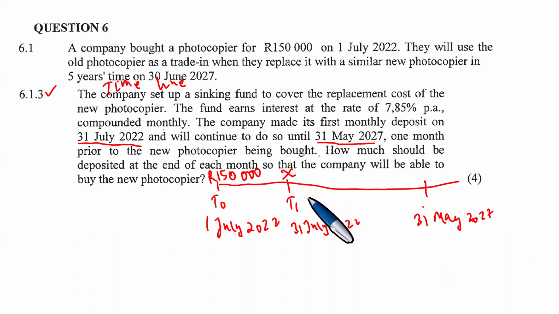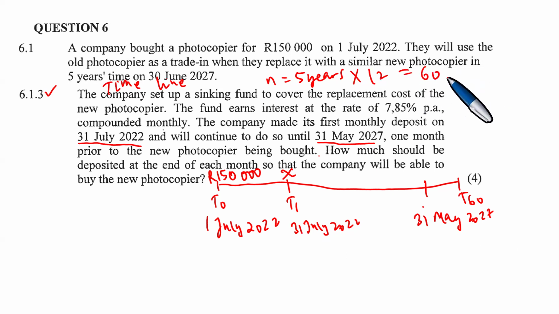Now, in 5 years' time, that's going to be exactly T60, because N equals 5 years multiplied by 12 months, and therefore it is 60. 60 months. So 5 years are equal to 60 months, so that we're going to have time 60 on this timeline.